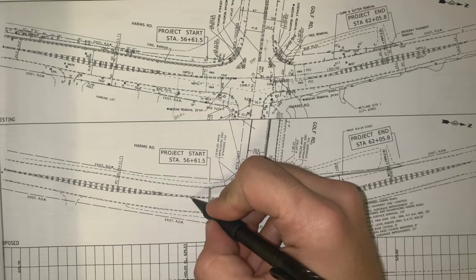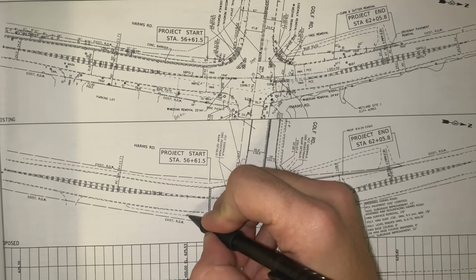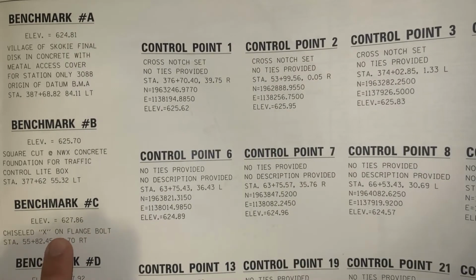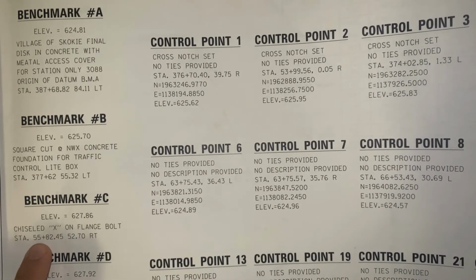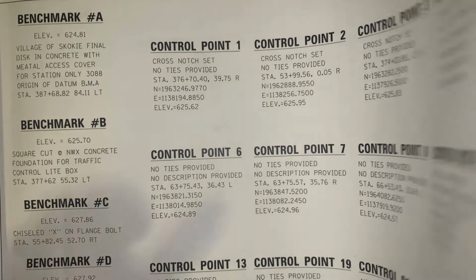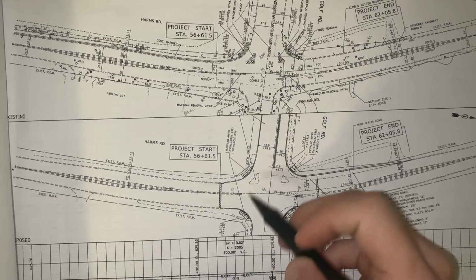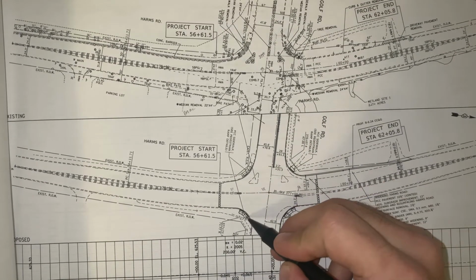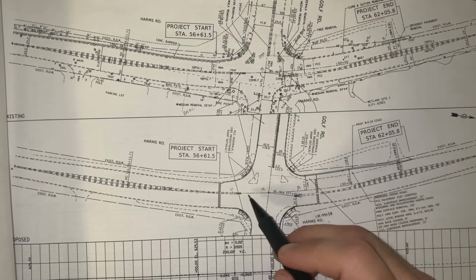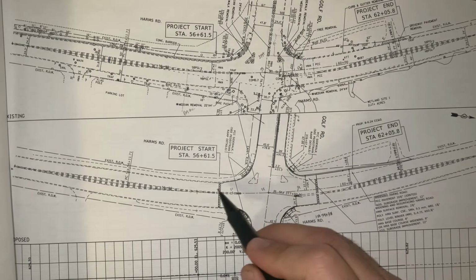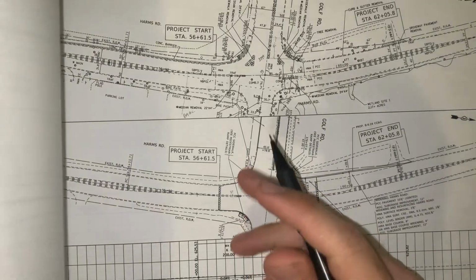If you go 52 feet from the center line right at this point, you should find a fire hydrant that has a chiseled X on the flange bolt, and that chiseled X is exactly station 55 plus 82.45 and 52.7 right. You can use that point to find out the stations of any other points, either on this corner or this corner, but make sure you're on the center line if you're in the field, and not deviate from that, because that's where stationing is indicated. It's on the center line of the street.